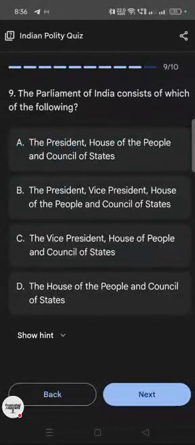The Parliament of India consists of which of the following? The President, the House of the People and Council of State. Parliament consists of the President, House of the People and Council of State.